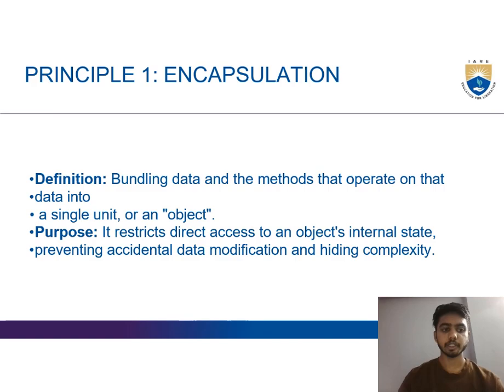The first principle is encapsulation. Encapsulation means bundling data and the methods that work on the data into a single unit, an object. For example, consider a bank account object that has data: account number, balance; and methods: deposit, withdraw. The data is kept private inside the object and only specific methods are allowed to modify it. This prevents unwanted changes from outside the object, protecting data integrity. So, encapsulation ensures security, data hiding, and maintainability.